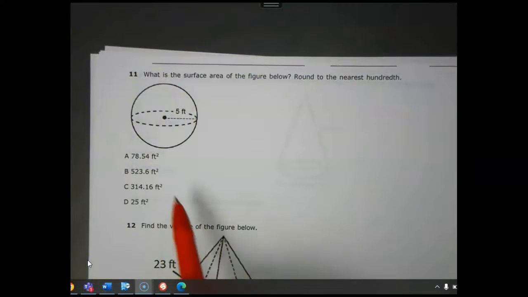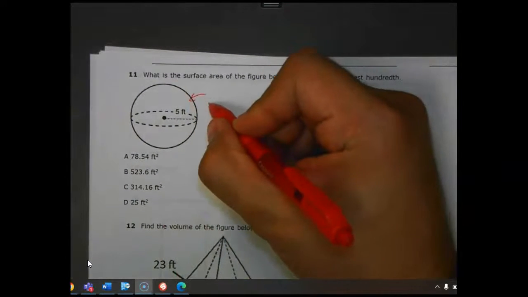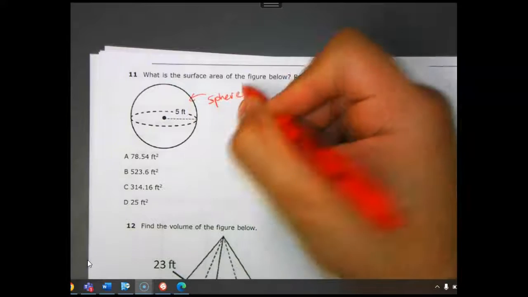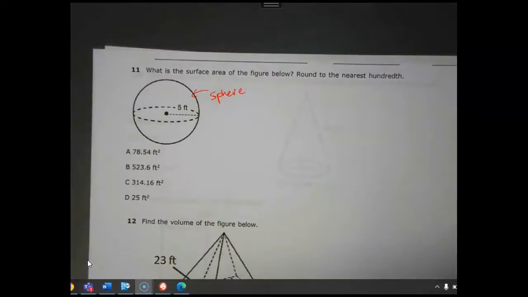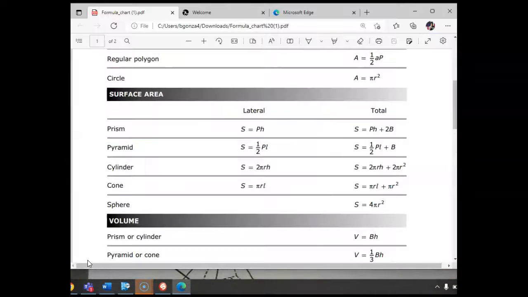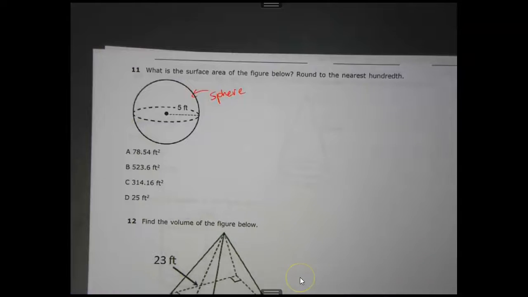All right, number 11. Now this is what we've been doing the last 2 days. We're talking about this shape. It's called a sphere, right? So what's the surface area of a sphere? Let's take a look. The surface area of a sphere is 4 pi r squared.